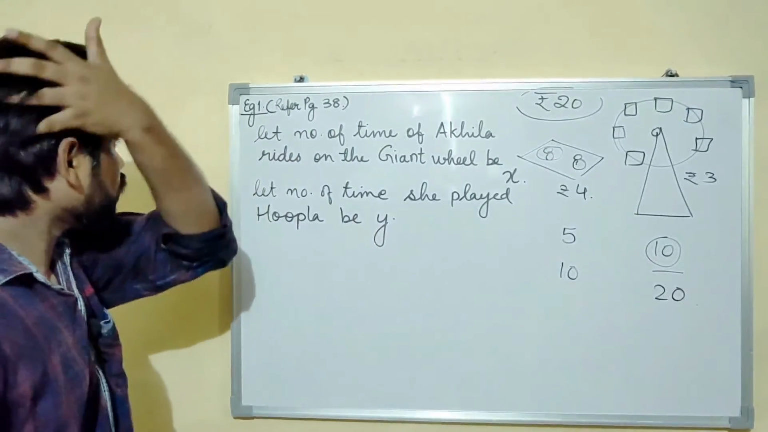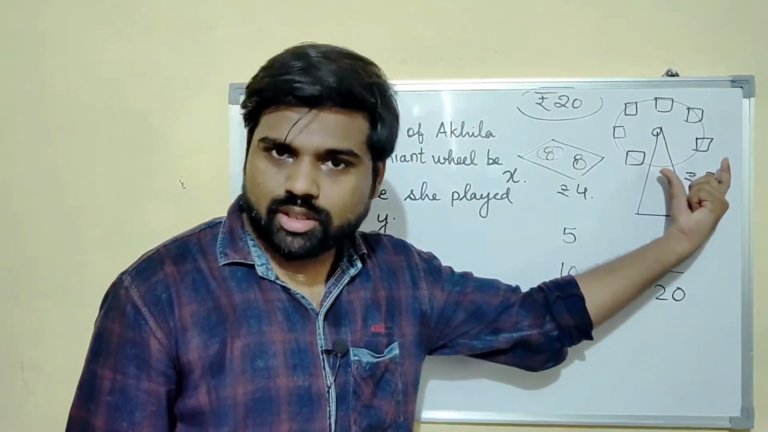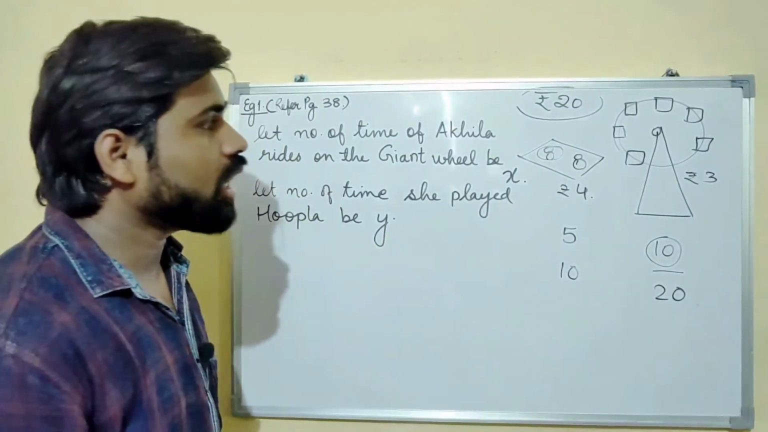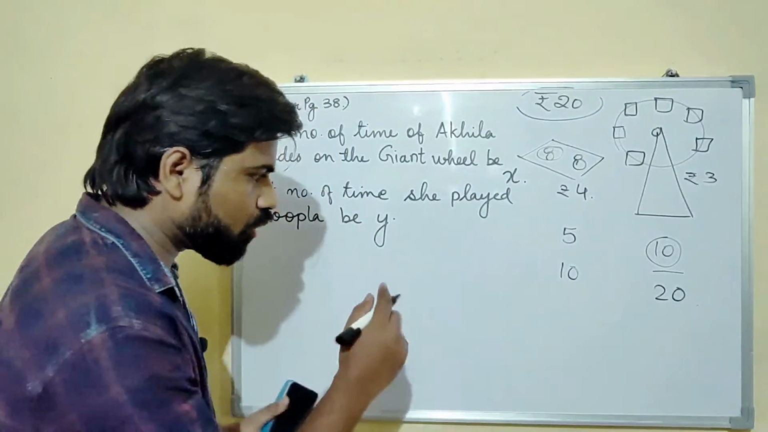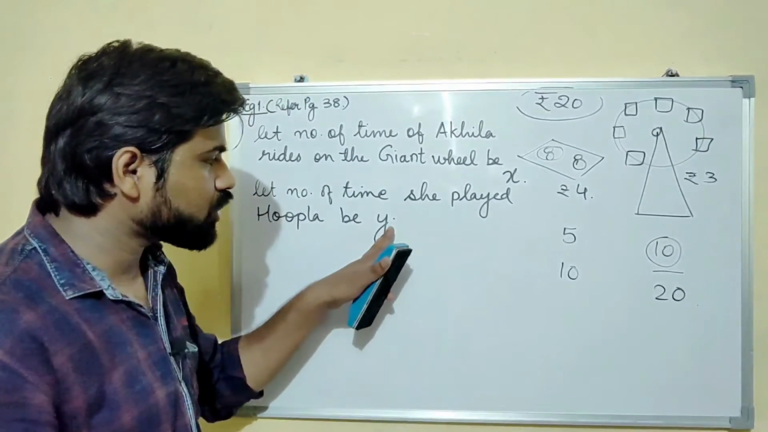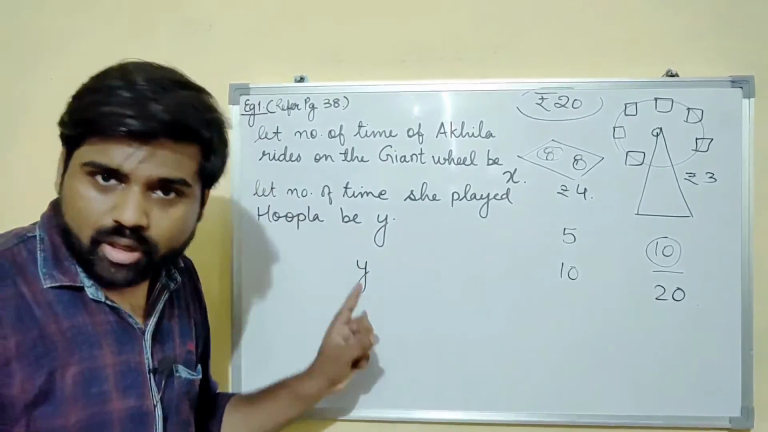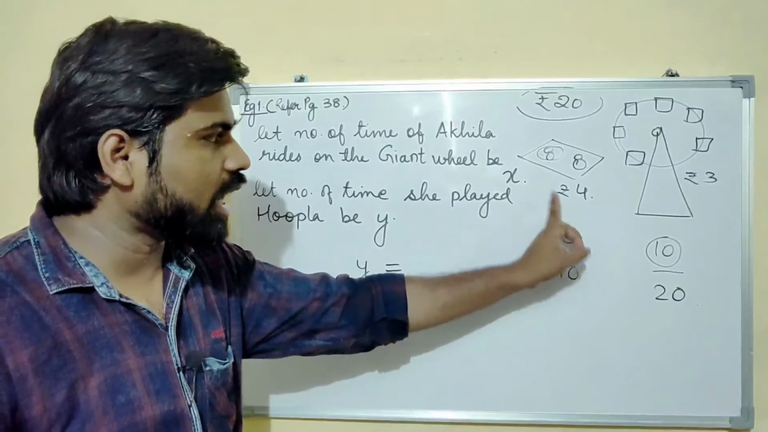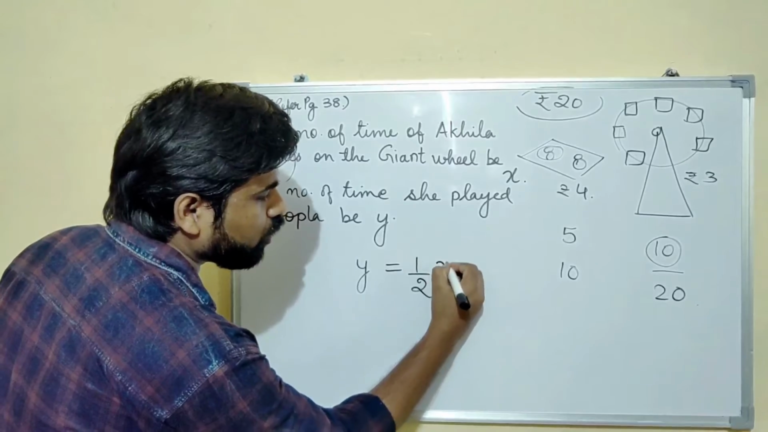Now what did I write? X represents the number of rides taken on the giant wheel and Y represents the number of times she played hoopla. Now in the question it is given that the number of times she played hoopla, write according to that only. How many times she played hoopla? According to us, it is Y. The number of times she played hoopla is equal to half the number of rides she took on the giant wheel.